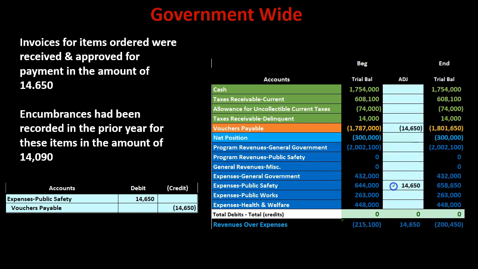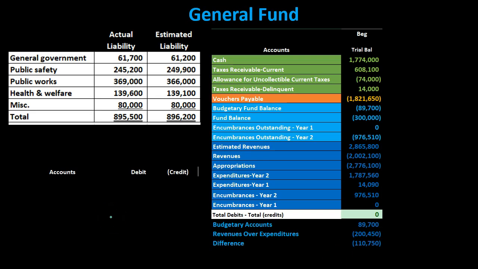So we're going to increase the expenditures, we're going to group them in a specific category. We're saying here it's for public safety. Other side going into the vouchers payable, increasing vouchers payable in the credit direction. Back to the general fund.